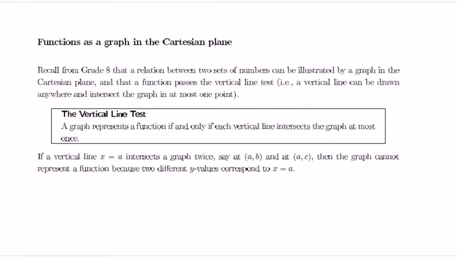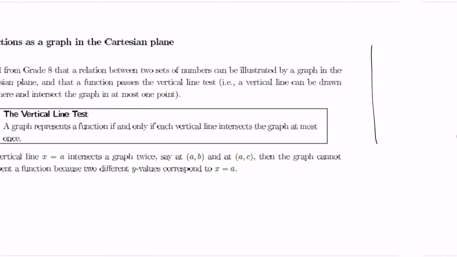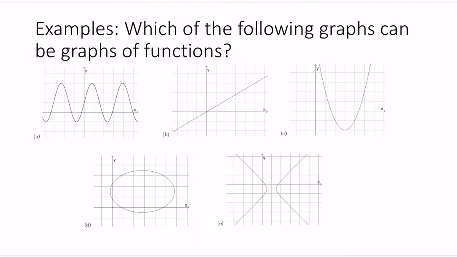Literally a vertical line, like this. Just create a vertical line, and if it intersects the graph at most once anywhere on the graph, then the graph is a graph of a function. For example, which of the following graphs can be graphs of functions?